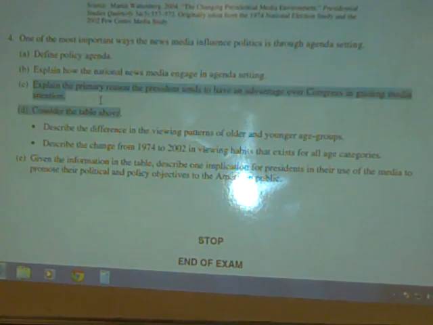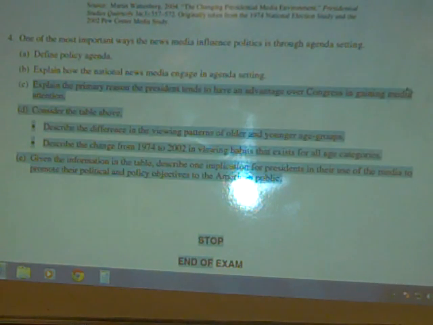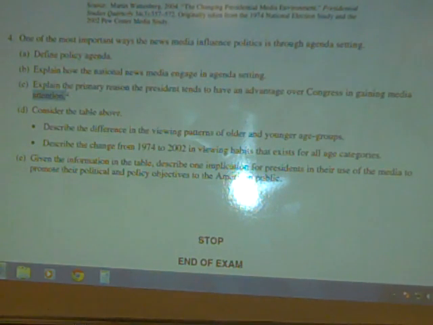Explain the primary reason the president tends to have an advantage over Congress in gaining media attention. What is it? Well, it has to do with the fact that when there's only one president, when he speaks, he has a larger audience. It's very difficult for the media to follow what 535 members of Congress are saying. So it's the idea that one president is easy for the media to report on as opposed to 535 members of Congress and what they're saying.